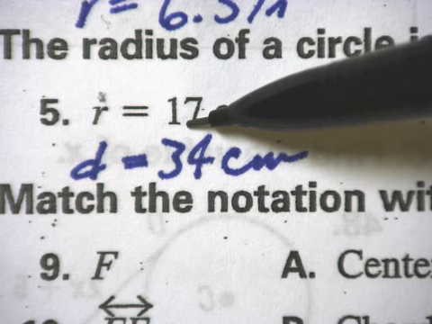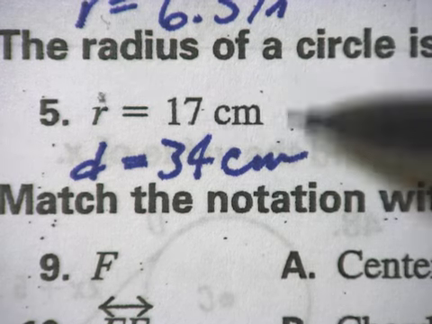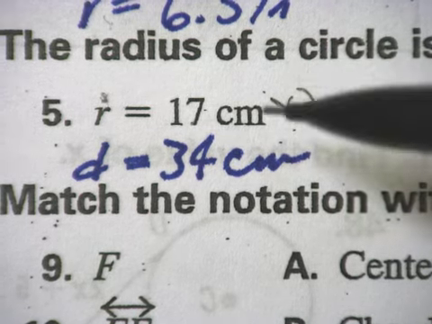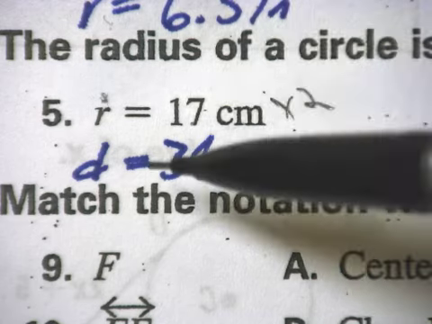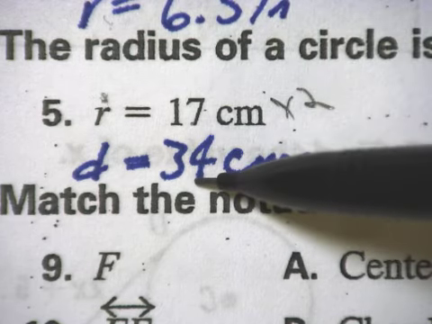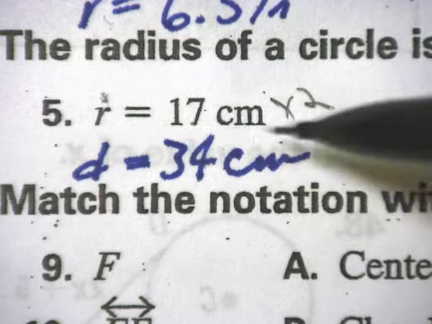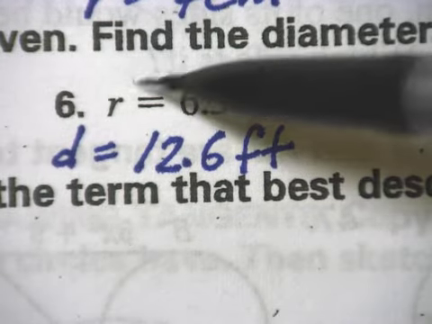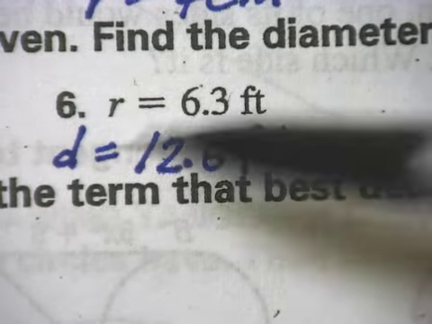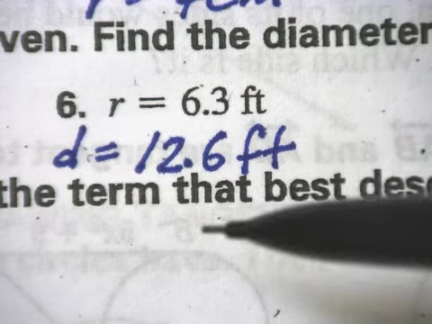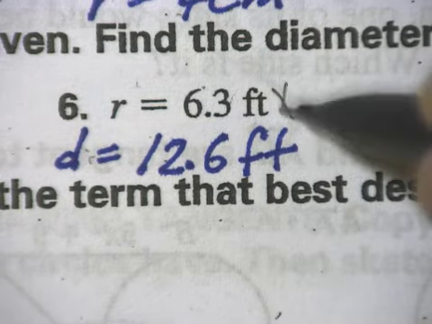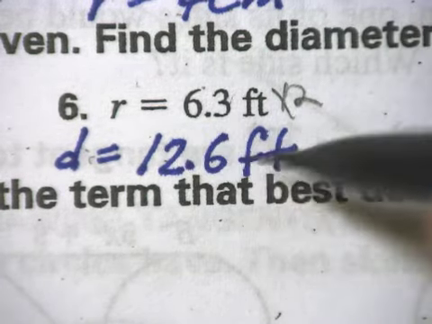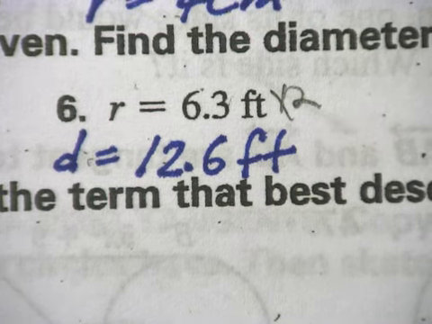So if I have a radius of 17 centimeters, I'm going to multiply that by 2 because the diameter is twice as big, and 17 times 2 is 34. So my diameter would be 34 centimeters. For number 6, my radius is 6.3 feet. So again, my diameter is going to be twice as big. So 6.3 times 2 gives me 12.6 feet.